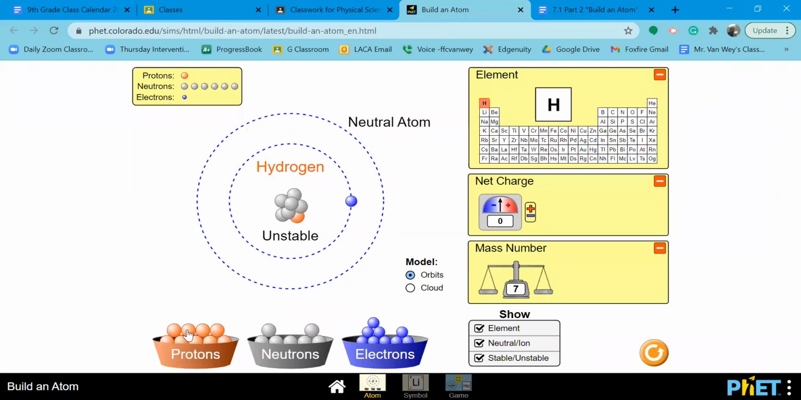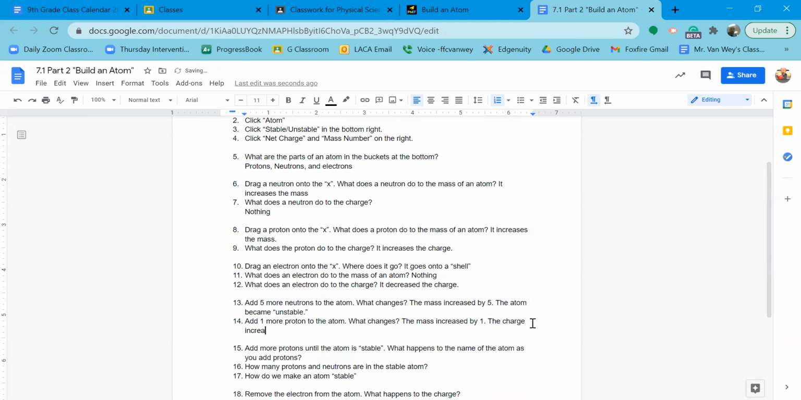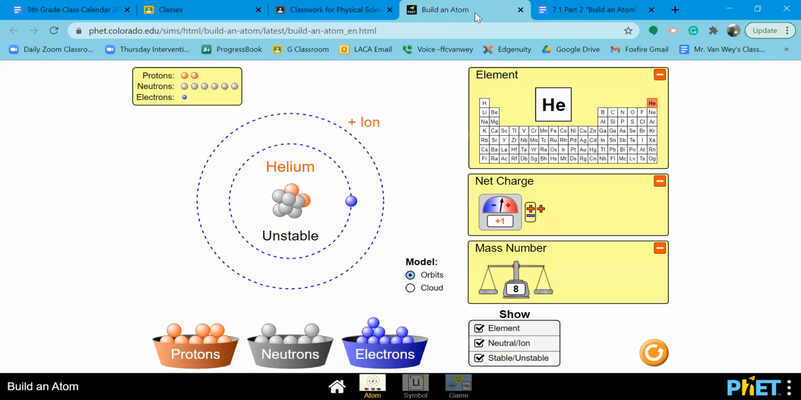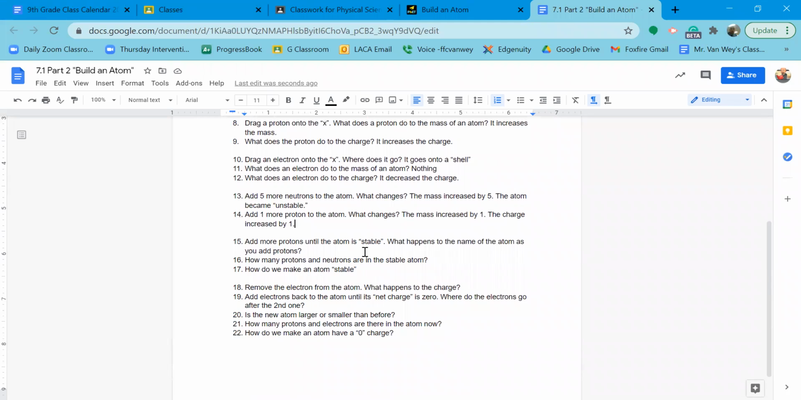This is add 1 more proton to the atom. What happens? Well, so the mass went up by 1. Increased. The mass went up by 1, and the charge went up by 1. 15 says add more protons until the atom is stable.